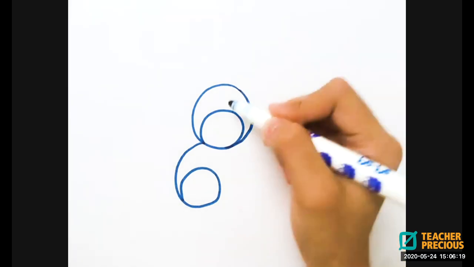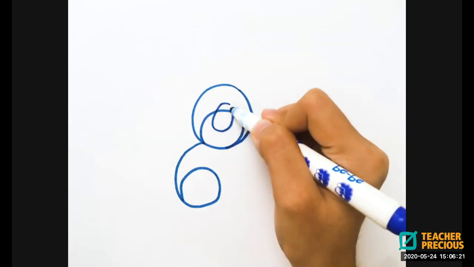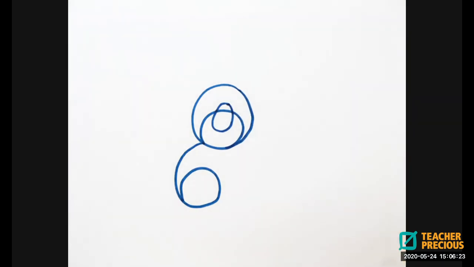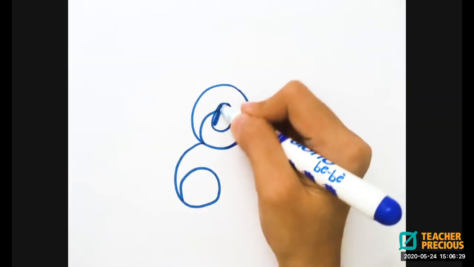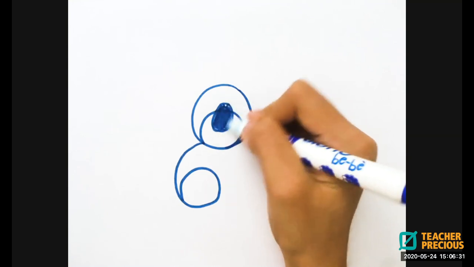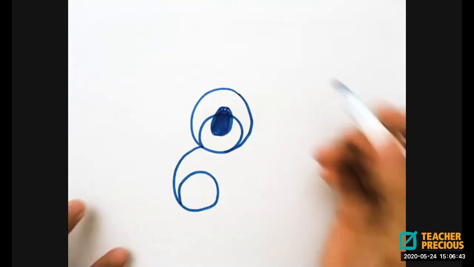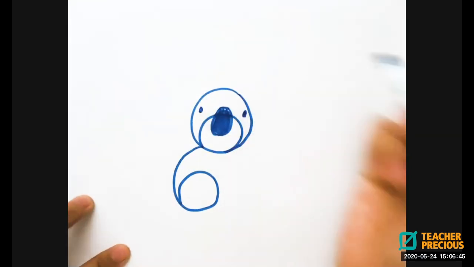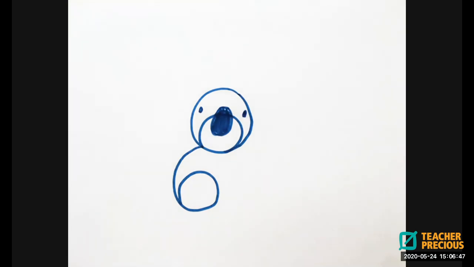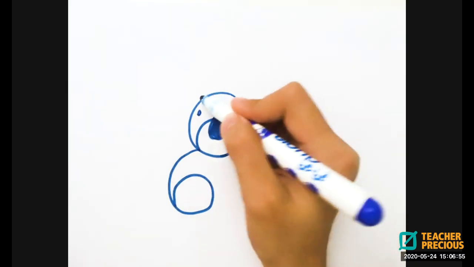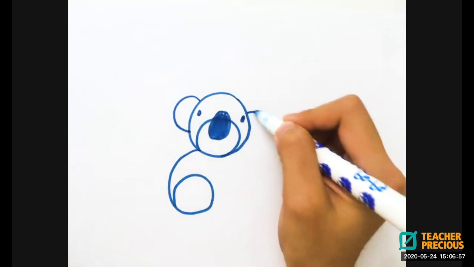Then you draw like a big oval here. Then shade it. Now we'll draw the eyes. Later, we'll use number 7 also, after number 6. But we'll end there, okay? We'll not do 8 and 9 anymore. Okay? And then draw ears here, ears here.